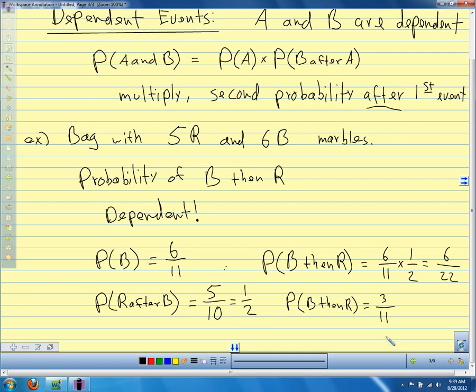All right. So dependent events, we still multiply probability, but we have to calculate the second probability after the first event happens. That's the only difference.